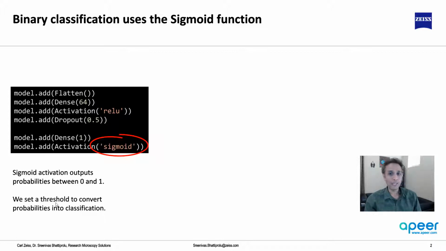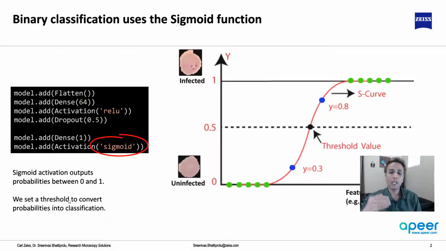Now, we set a threshold to convert that into a classification. So if your classification is, is this a malarial infected cell or a healthy, uninfected cell, right? If the probability is 0.8, then we say, okay, anything above 0.5, call this something, right? So this is how we convert a probability into a classification.